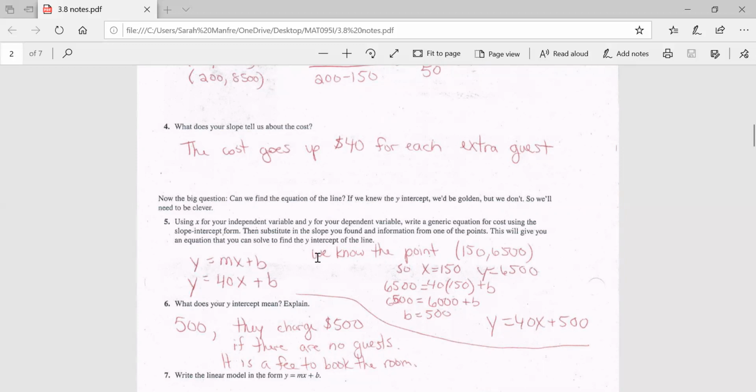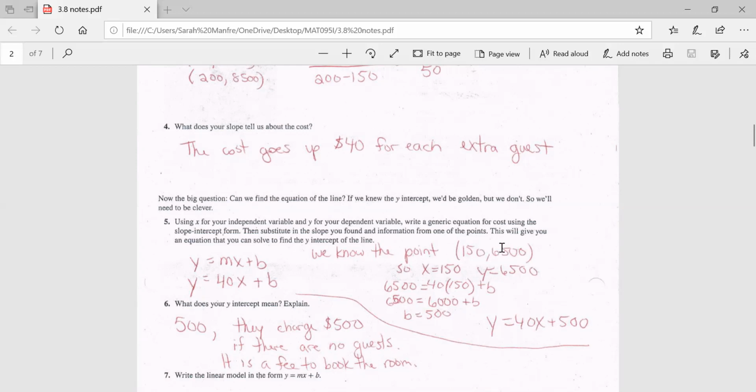Now, coming up here, we also know something else. We know a point, 150, 6,500. And you could have chosen the other point as well. It does not matter which point you choose. I just chose this one because it had smaller numbers, but you could choose the other point. You will get the same answer.